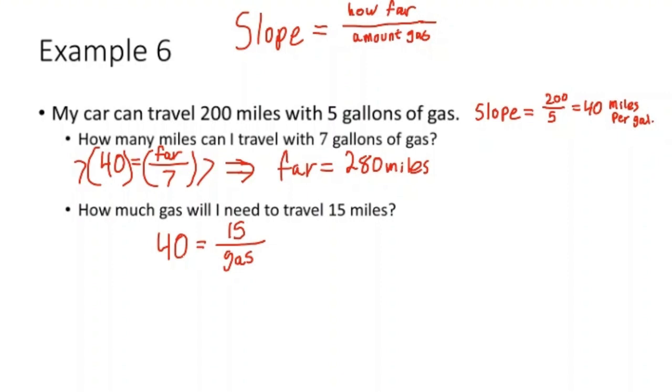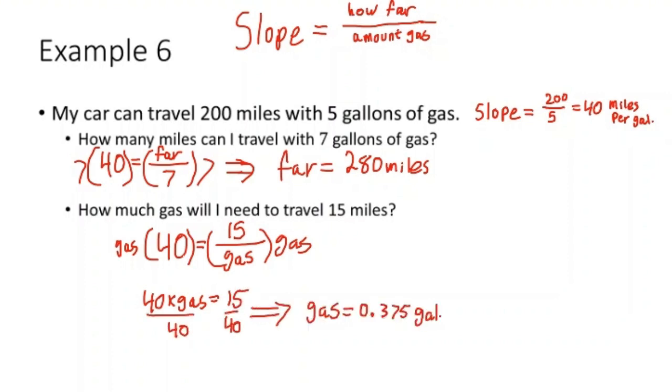Now this time we're trying to solve for gas, but we do want to get it out of the denominator. So we're going to multiply both sides by the amount of gas we need. 40 times the amount of gas we need equals 15. Well, to finish solving, we can divide both sides by 40. You'll need 0.375 gallons of gas to travel 15 miles.